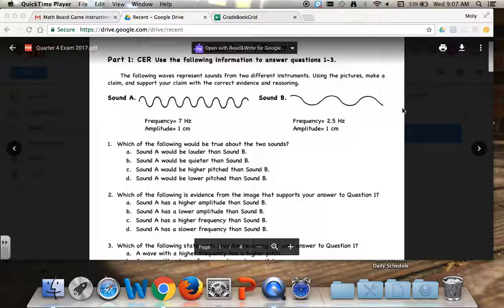A. Sound A would be louder than sound B. B. Sound A would be quieter than sound B. C. Sound A would be higher pitched than sound B. Or D. Sound A would be lower pitched than sound B.